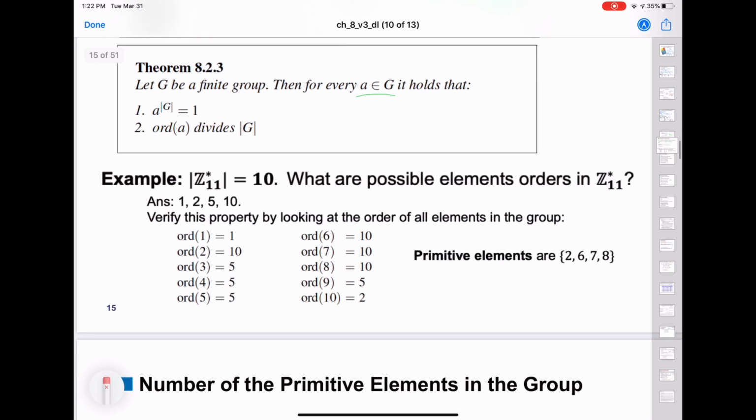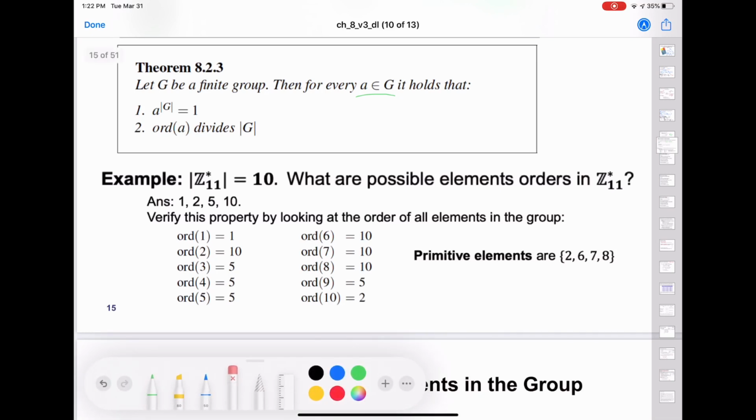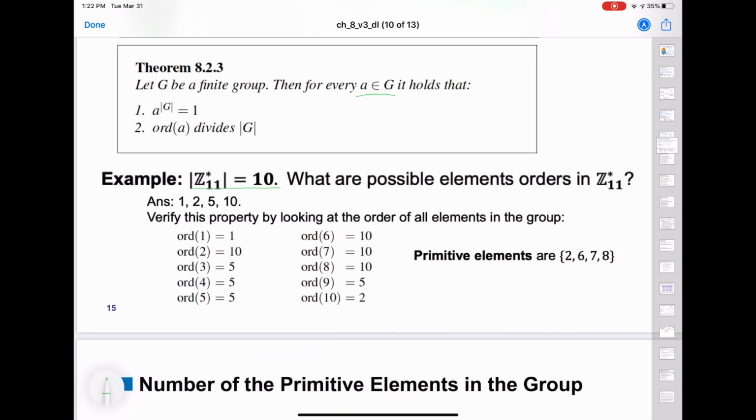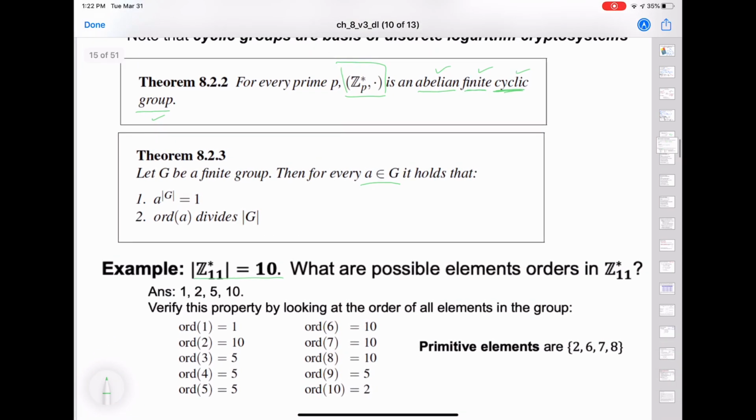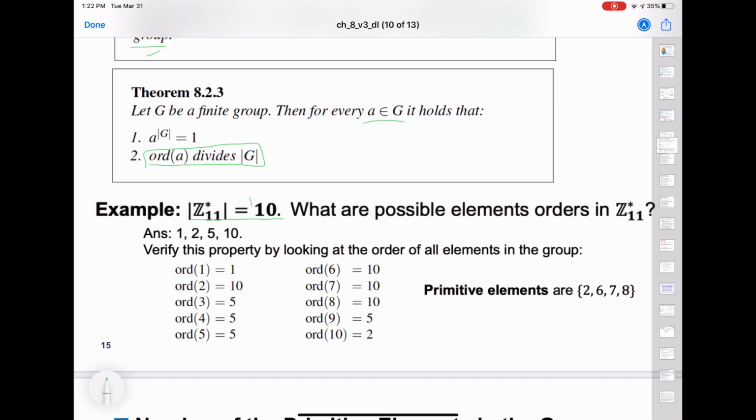So now the example is, let's say Z11 star. You remember that the cardinality, the number of elements in here, is 10. What are the possible orders in Z11 star? So what possible orders are in here? We said that in this theorem, possible orders have to divide the order of the group. So differently said, what divides 10? 1 divides 10.